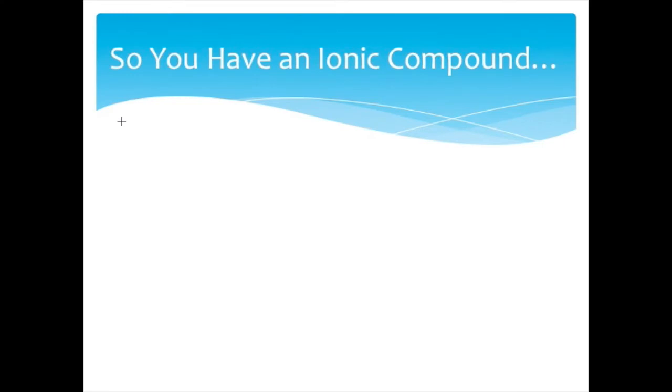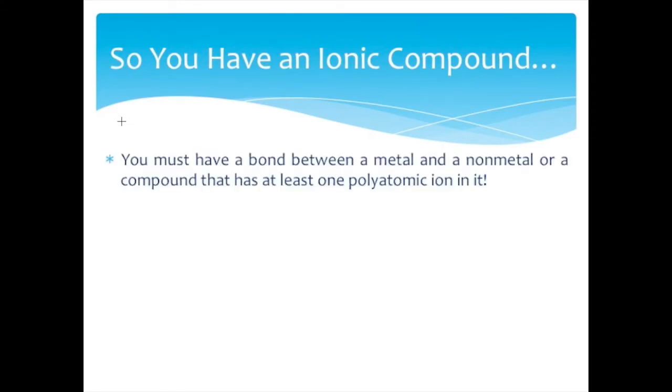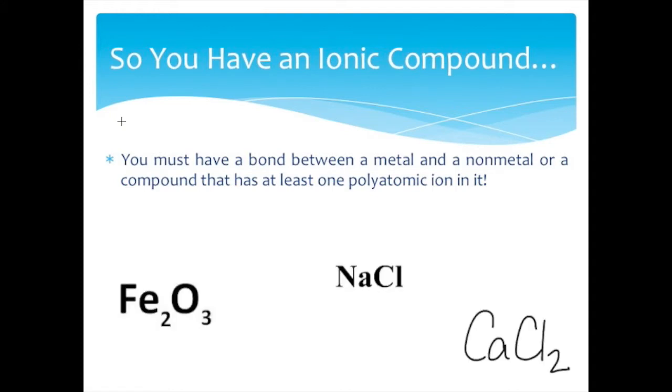So if you have an ionic compound, if the answer to your question, ionic or not, is yes, you must have a bond between a metal and a nonmetal, or have a compound that has at least one polyatomic ion in it. So these are some compounds between one metal and one nonmetal. If you look at this, your one metal is iron and your one nonmetal is oxygen. In the second compound, you have your one metal and your one nonmetal. Lastly, in this example, your one metal and your one nonmetal.